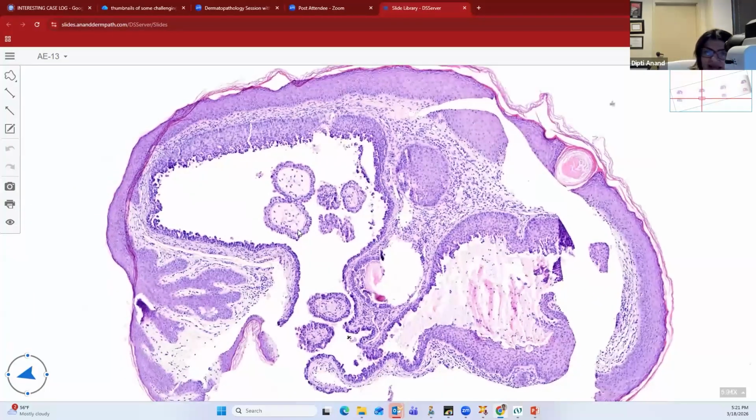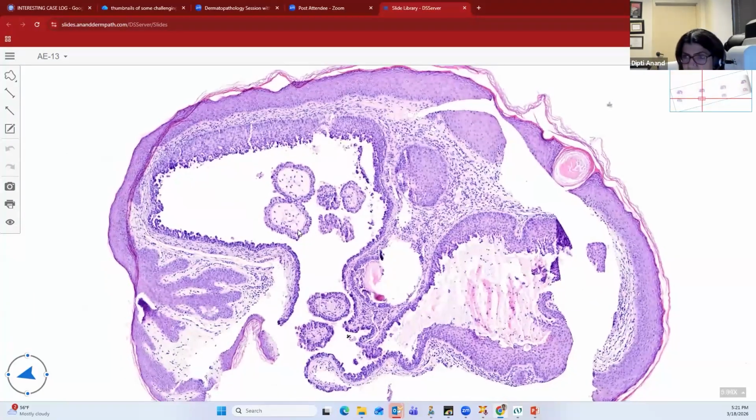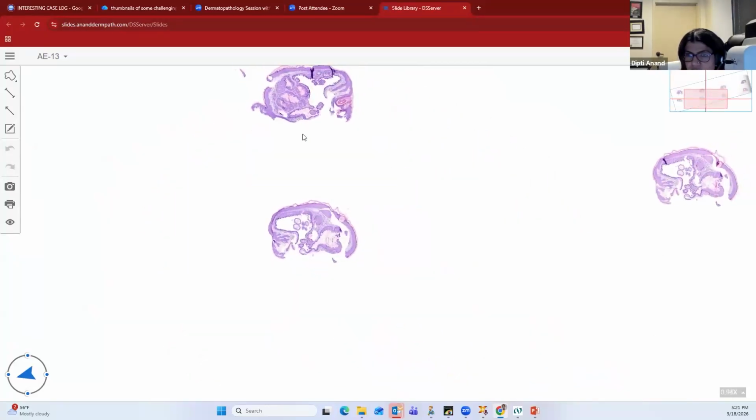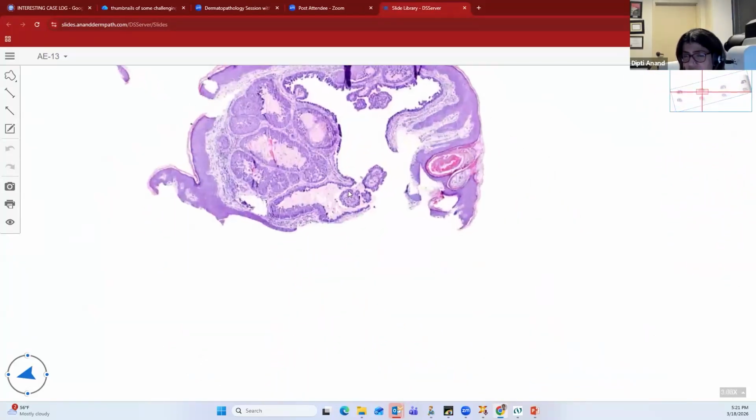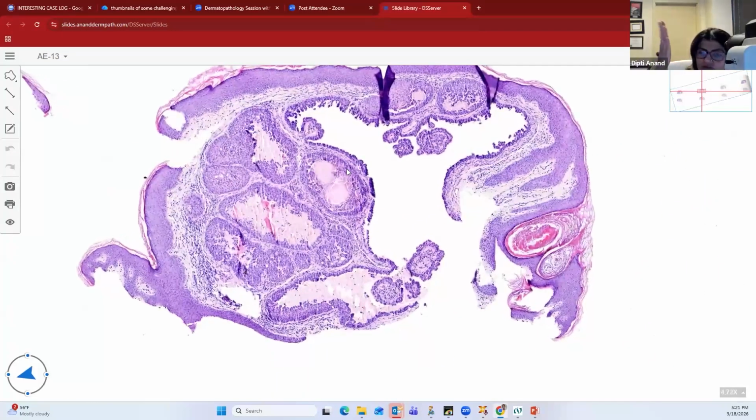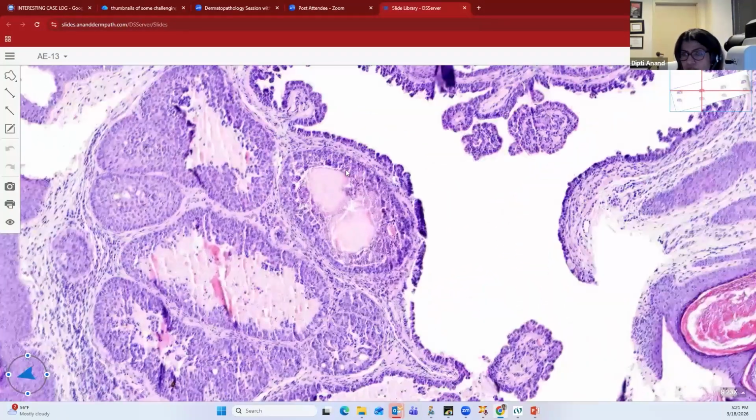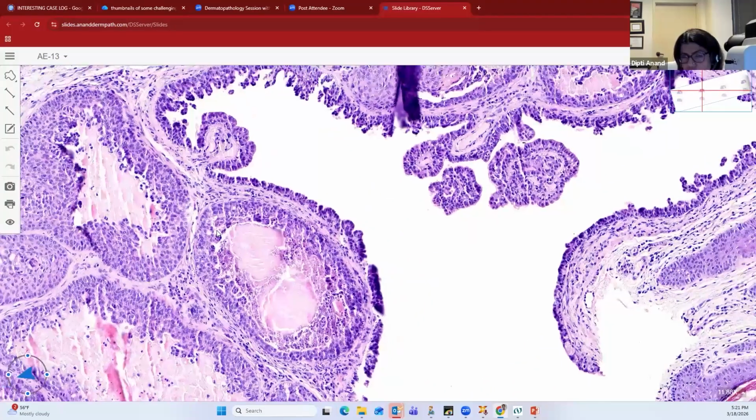So it grows more in parallel fashion to the epidermis. It's not that it doesn't have a connection with the epidermis. It can have a connection, but that nice distinction of the transitioning epithelium is absent, or it may not have a connection with the epidermis. But then if you look within the tumor itself, it's pretty similar to a syringocystadenoma.